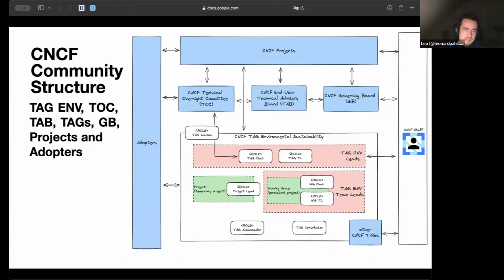Right. And then there's a technical oversight committee. It's basically a community group. They're like the executive committee who actually at the end decides if a project graduates or is also accepted to the CNCF. There's the new committee which was founded in the last 2 months. It's a technical advisory board from end users.